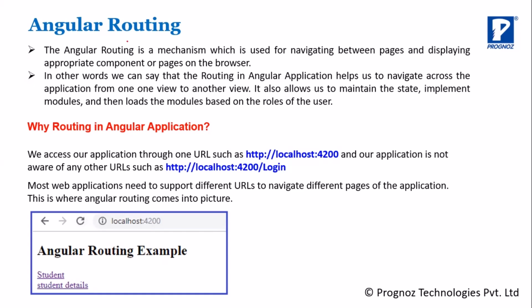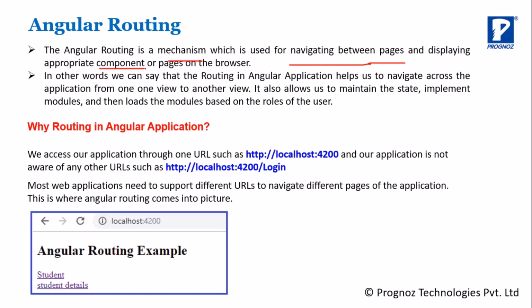So in Angular, routing is a mechanism which is used for navigating between the pages and displaying the appropriate component. Suppose you have 10 components in the application. Each component has some specific task, and how do you move from one component to another component? So for that we are using the routing concept, and routing is similar to the nav bar in Bootstrap.